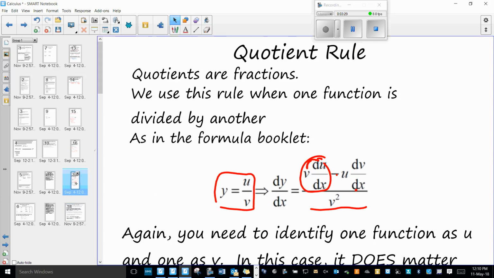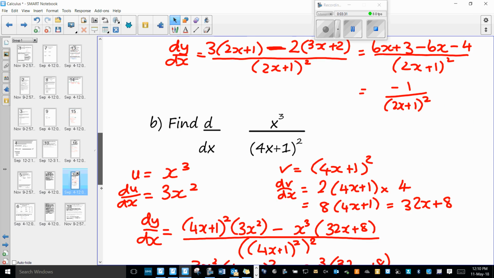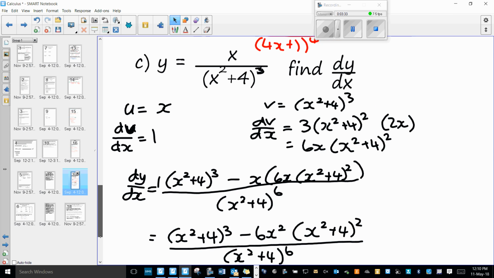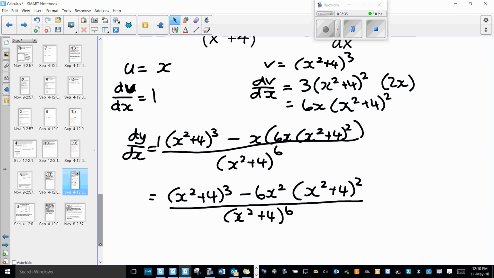Okay? So next lesson, we'll have a couple of questions down, so we've got 10 minutes. But next lesson specifically, we're going to just practice the product and quotient rule, and within those two rules, you're going to be using the chain rule. Okay?